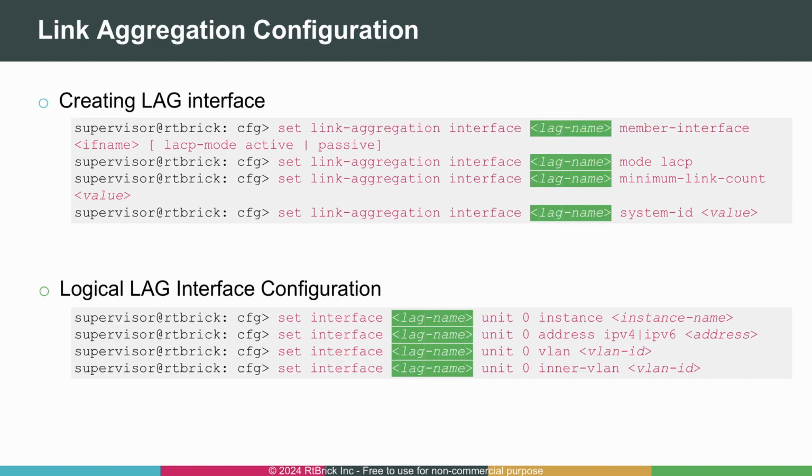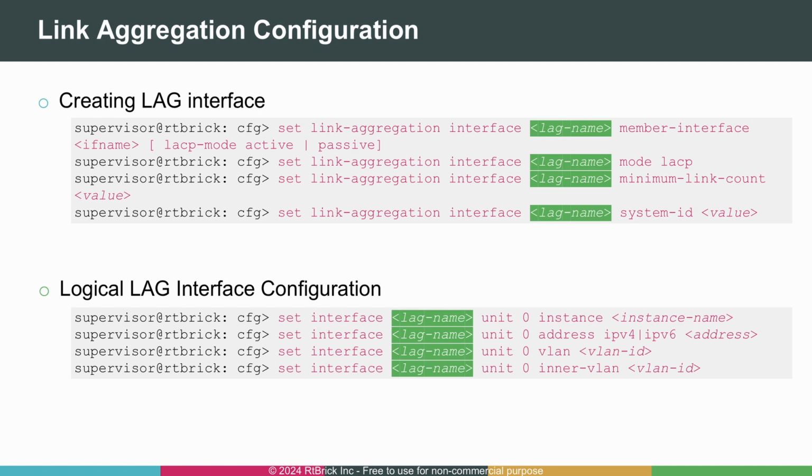Link aggregation is a technique used to combine multiple network connections into a single logical link. The primary goal of link aggregation is to increase bandwidth and provide redundancy. If one link in the aggregation fails, the traffic can continue to flow through the other active links without disruption. To create a link aggregation interface in RBFS, use the set link aggregation interface command. Here, you must specify the mode and add the member interfaces.